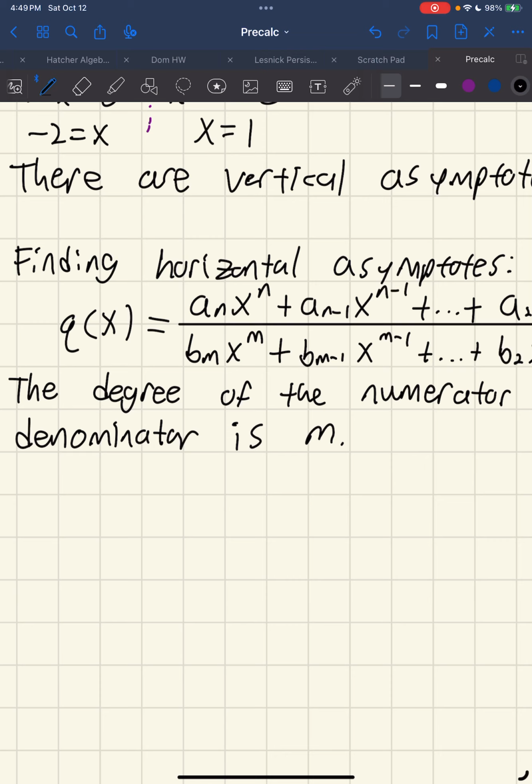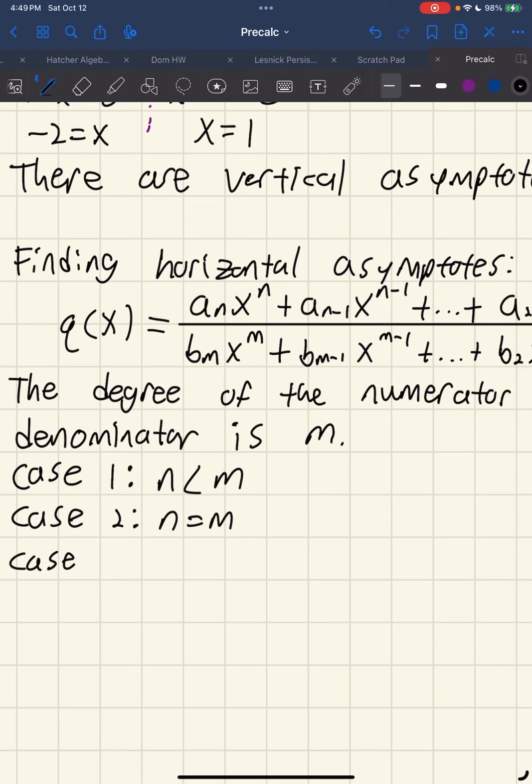There are three cases that can happen. Case 1, n is strictly less than m. Case 2, they're equal. You'll never guess what the third case is. n is greater than m. Depending on what we get, depends on how we find horizontal asymptotes.